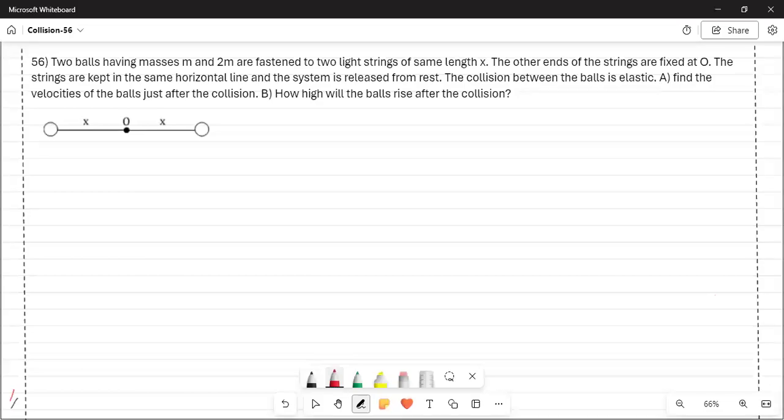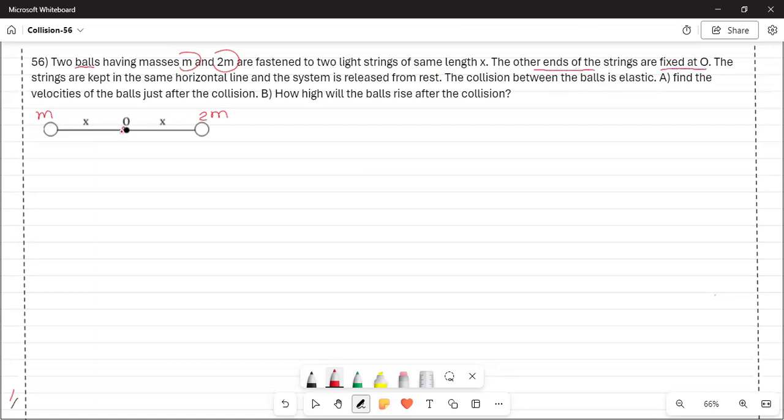Now we take this problem, question 56. It says that two balls having masses m and 2m. Let us say this is the mass m and this is the mass 2m. Are fastened to two light strings, as shown in the figure, of same length x, right? The other ends of the strings are fixed at O.